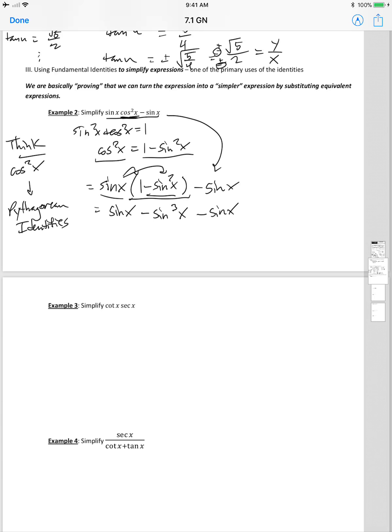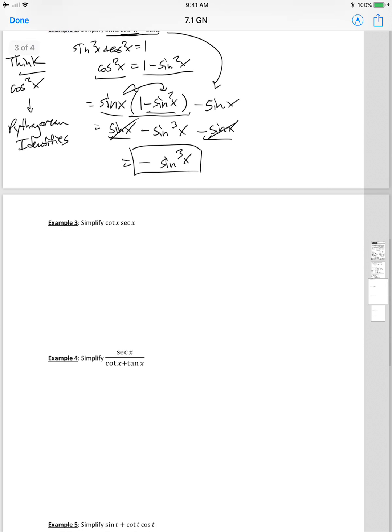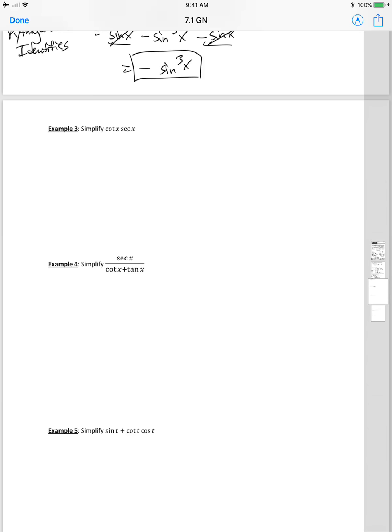So I'm jumping from there to here, and now I'm continuing. Does anything cancel? I see sine of x minus sine of x. That goes away. So I'm left with negative sine cubed of x. And I would be perfectly content stopping there. I believe that that is a much simpler expression than what we started with. We started with 3 values. We started with sine, cosine squared. We were subtracting. Now I'm left with 1 term. It's definitely simpler, and it's definitely easier for me to work with. Okay, moving on.